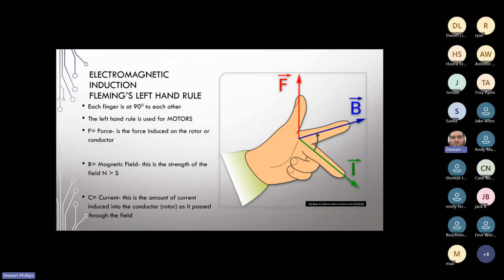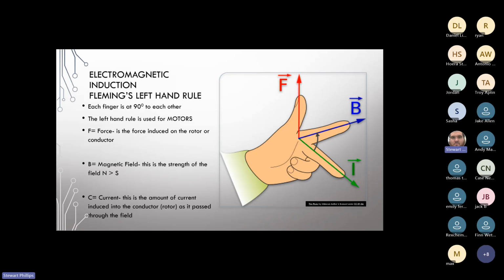Cool. So when we start talking about electromagnetic induction, we have to start talking about the Sparky gang signs. The first one we look at is Fleming's left-hand rule. We take each finger, being a thumb, index, and middle finger at 90 degrees to each other, like in the picture. The left-hand rule is for motors.